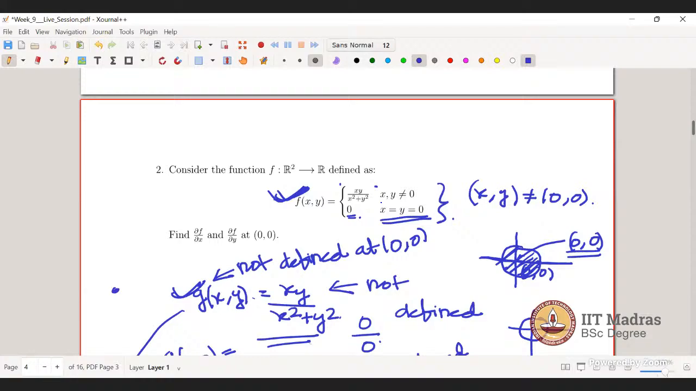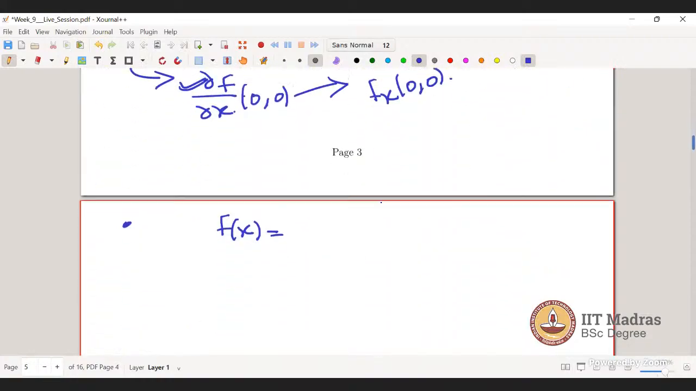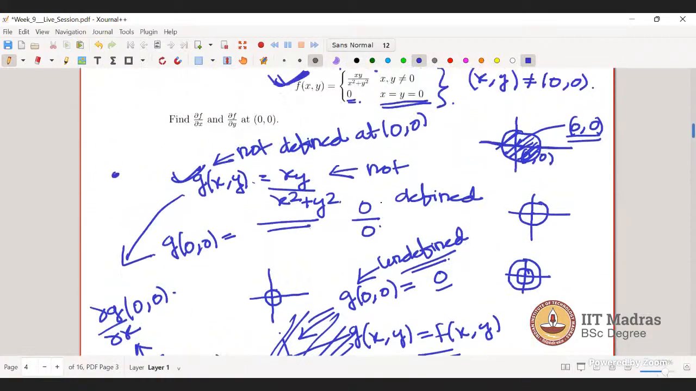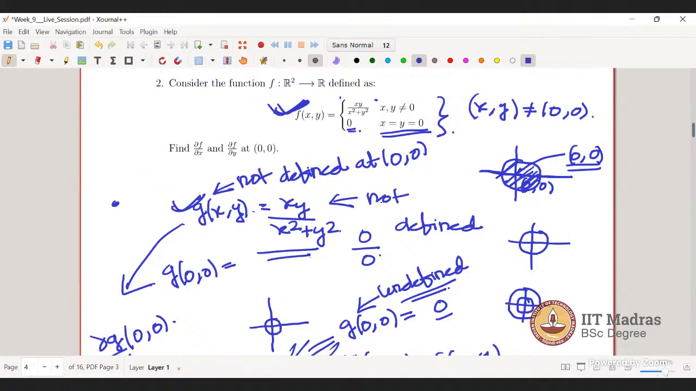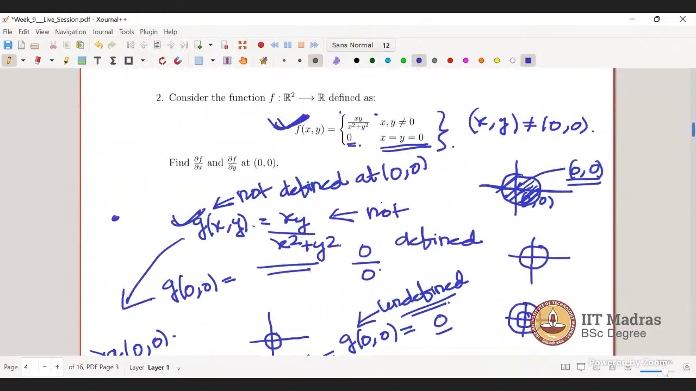Sir, can I say that if an open ball is defined, then the function is continuous around that point? No, what do you mean by this? Open ball is defined like, suppose I take a point 3, 4 instead of 0, 0.